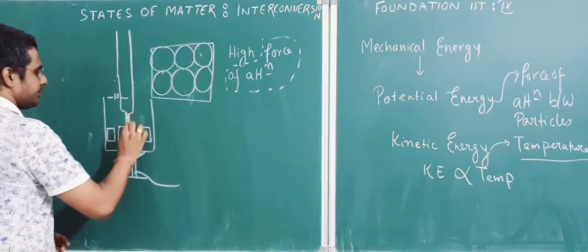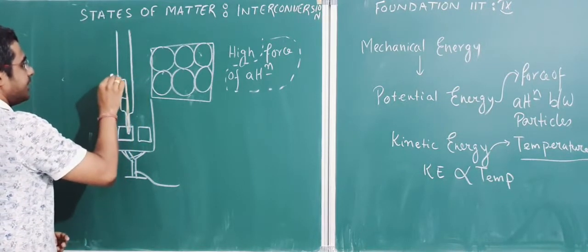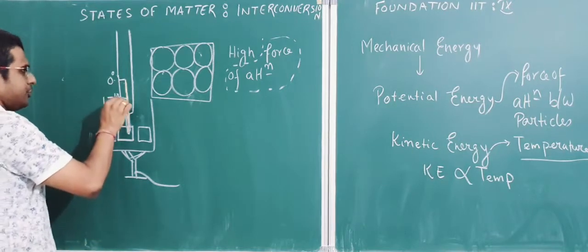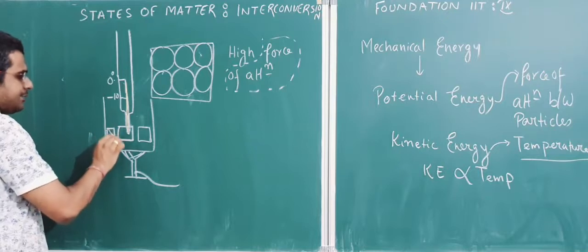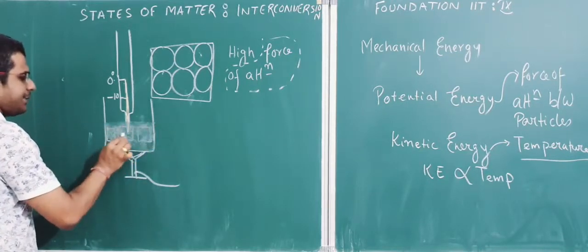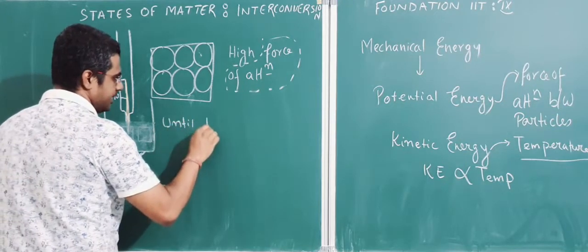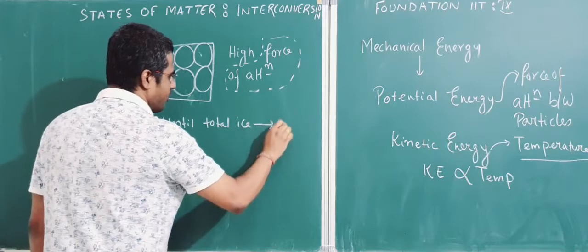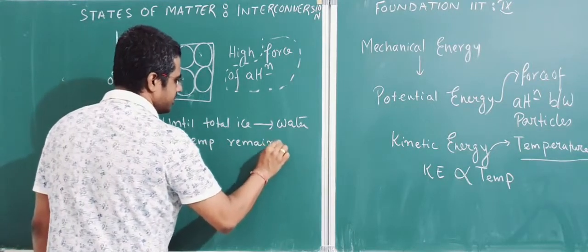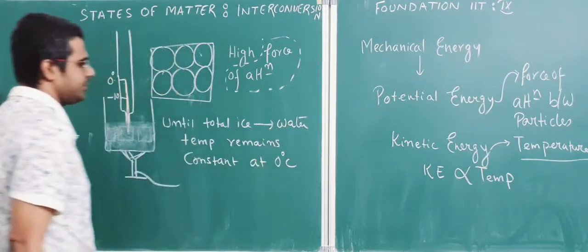It goes up like this, and at 0 degrees Celsius it stays for some time. Until what time does it stay at 0 degrees Celsius? Whenever this is moving like this at 0 degree Celsius, you will see the ice is melting until the total ice over here has become water. This remains at 0 degree Celsius. Until total ice has become water, temperature remains constant at 0 degree Celsius. This is very important.